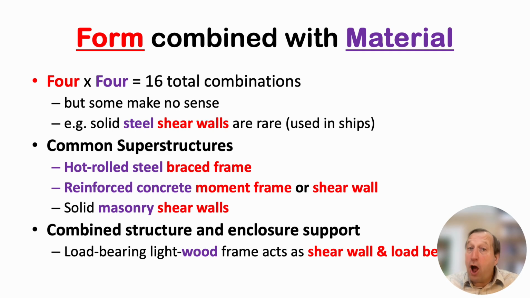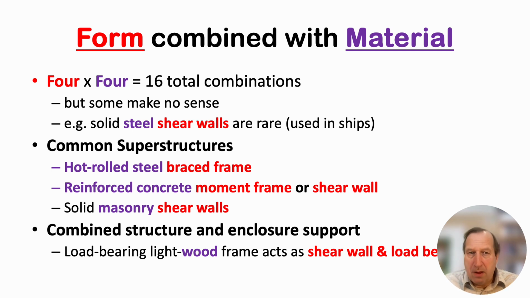The most common superstructures that we see in the buildings today would be hot rolled steel with braced frames, reinforced concrete as a moment frame, reinforced concrete as a shear wall. Those are both very common, and solid masonry used as a shear wall as well. Those would be the 95% plus of the superstructure systems that we see today in the building industry.